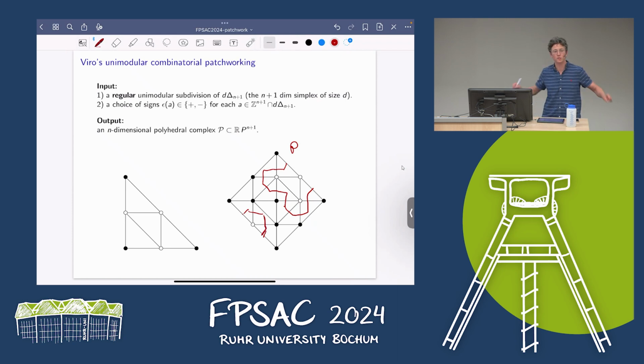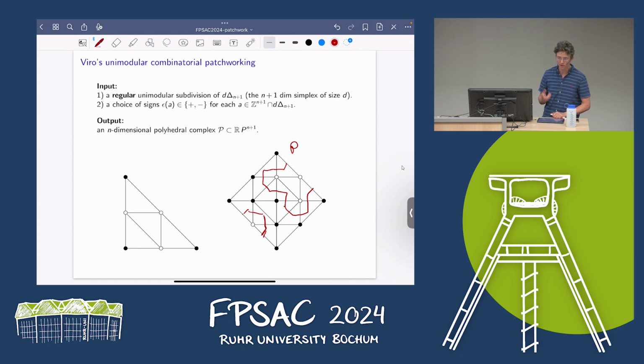You can think of this being supported on the barycentric subdivision of this subdivision that we started with. And to get something in RP^2 in this case, okay, we have this square, just identify antipodal points of the boundary. Okay, so this is all very combinatorial, right? You choose a subdivision, you choose your signs.